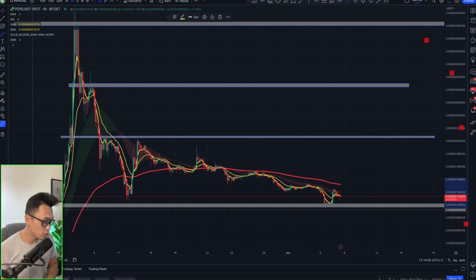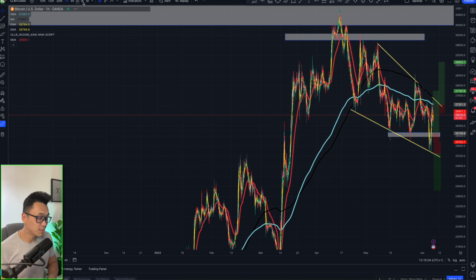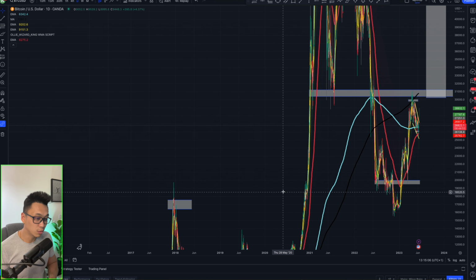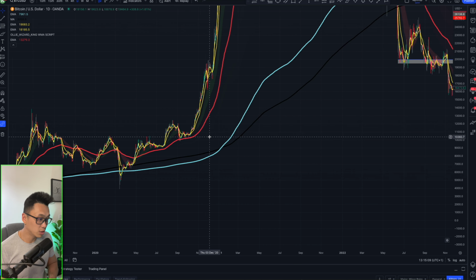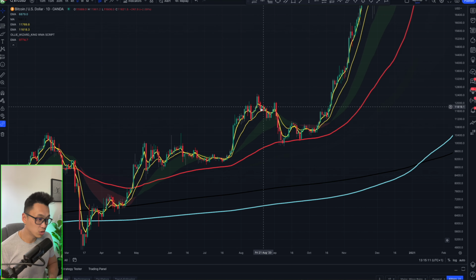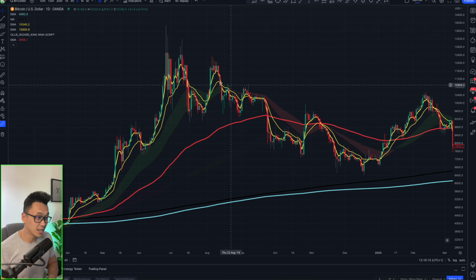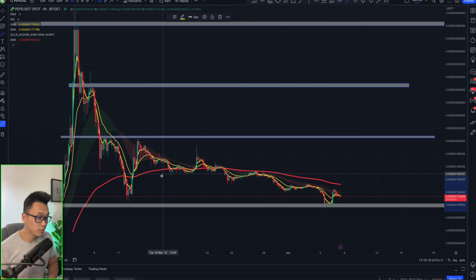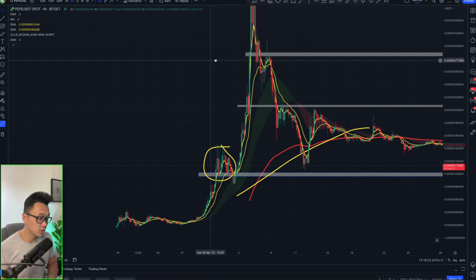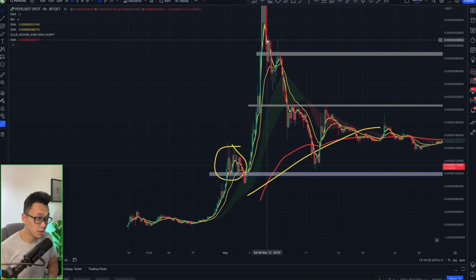And what's really interesting about this structure is that Bitcoin did exactly the same thing in 2022 before it made the new all-time high. If I zoom into this and show you the structure, we pushed onto the upside, consolidated and moved all the way up. It did the same thing multiple times. If we look at PEPE, pushed onto the upside, consolidated, pushed onto the upside, consolidated and went all the way up.